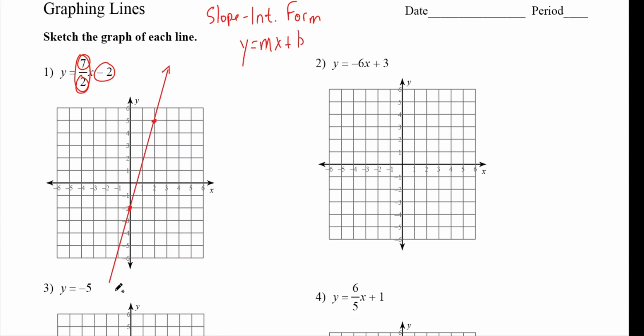And that's your graph. That's all you have to do. If you want, you can put arrows on the ends. Not going to be super picky on that, but technically, yes, you should put arrows because it keeps on going forever and ever. All right, let's do this one real quick.